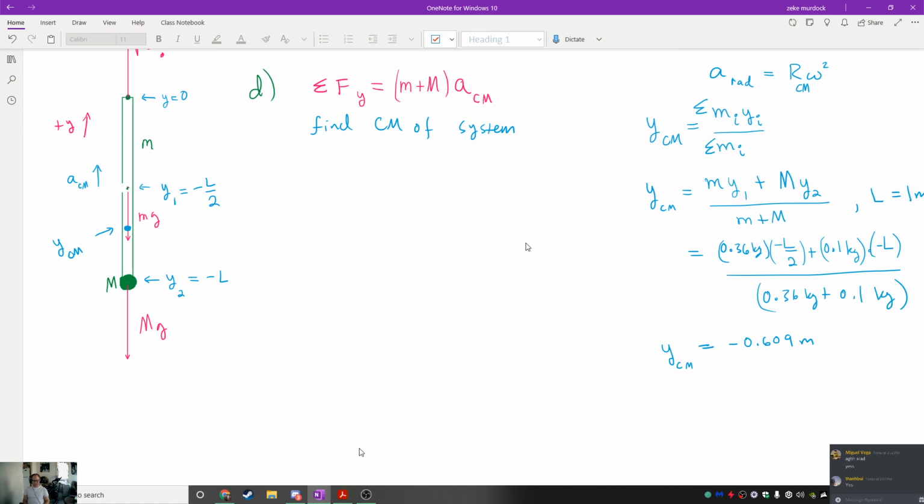Okay, so that basically means this distance between here and here is 0.609 meters. That's the distance to the center of mass of the object. And that's what we're going to use in this equation. Okay, does anyone have any questions?